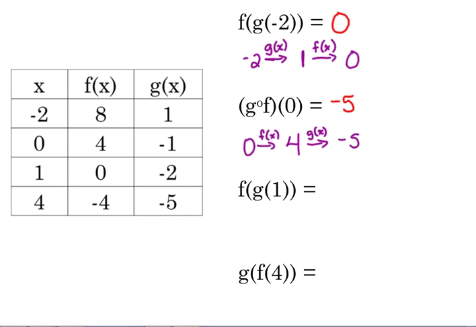Okay, f of g of 1. Some of you may not like that notation, so I'm going to show you just a little different notation. I'm plugging 1 into g. So when we plug 1 into g, the result is -2. So g of 1 was -2. And then f of -2 is 8.